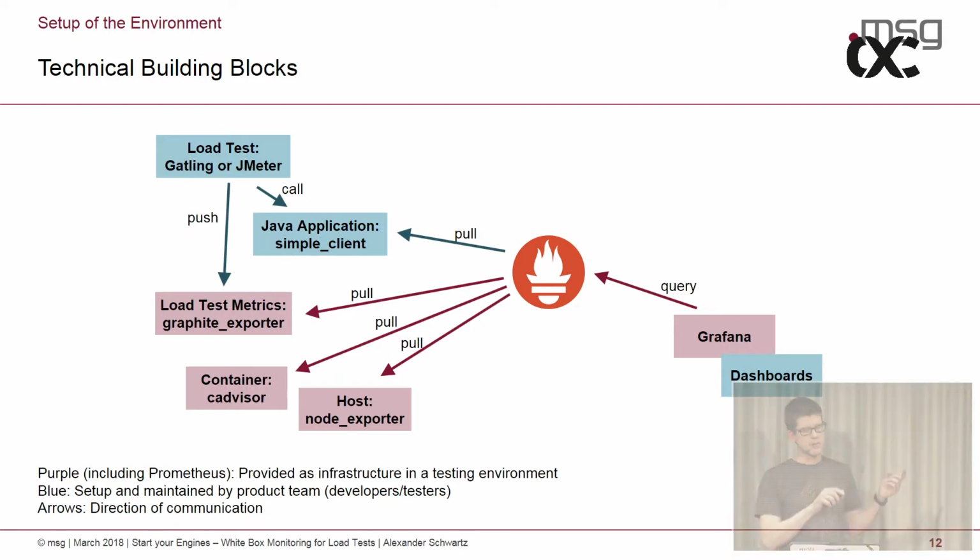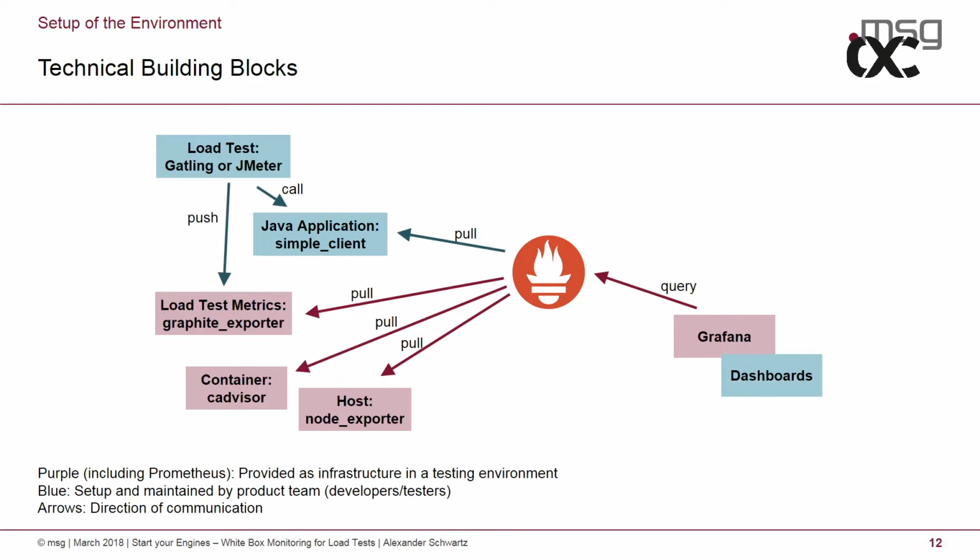You've noticed there are now boxes there with 2 different colors, purple and blue. So if you're in a team that provides the infrastructure that enables the product teams to actually do their work, you would probably go out there and install one single Prometheus per environment that goes along with one Grafana instance, and then the Graphite exporter, the cAdvisor, and the node exporter. So this needs to be done once, probably once per environment.